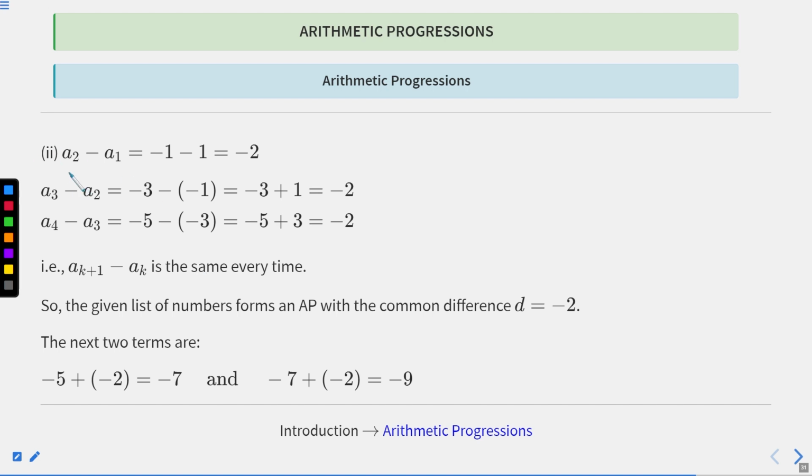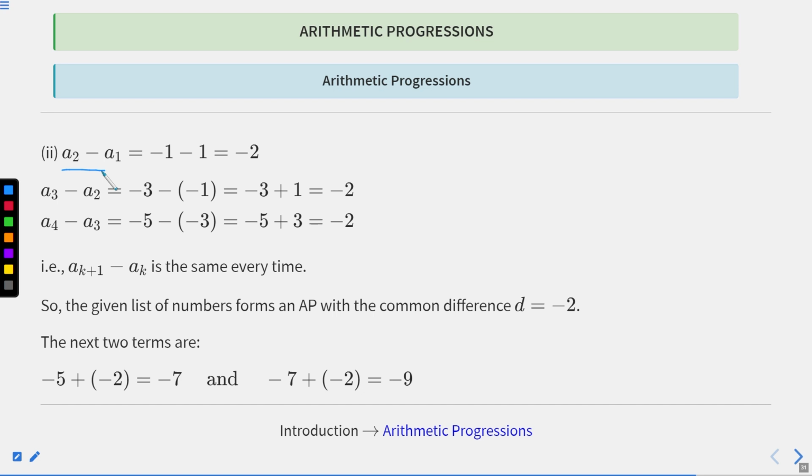So here A2 minus A1 is equal to minus 1 minus 1, that is equal to minus 2. And A3 minus A2 is equal to minus 3 minus of minus 1, that is equal to minus 3 plus 1, and this is equal to minus 2. And here A4 minus A3 is equal to minus 5 minus of minus 3, that is equal to minus 5 plus 3, and this is equal to minus 2. That is, A(k+1) minus A(k) is the same every time.